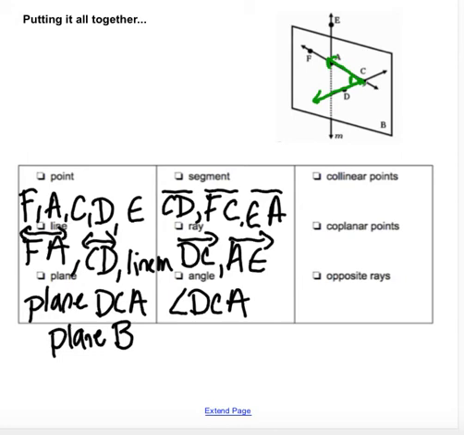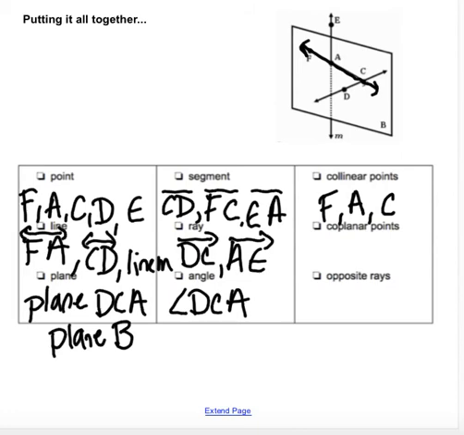Collinear points. Co means same, linear means line. So there are points that are on the same line. A lot of times we name 3 of them. The only line that has 3 points is that line FA. So I would say my collinear points are F, A, and C.